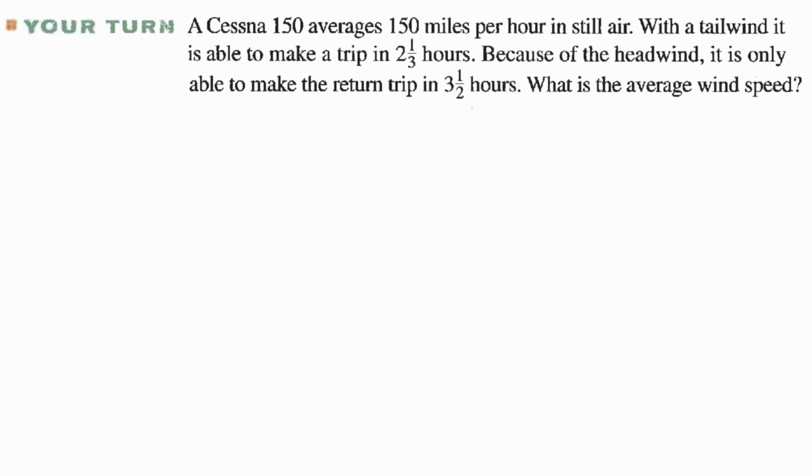Your turn. All right, let's set this up correctly. A Cessna 150, so the 150 is the number we're not actually going to use. Averages 150 miles per hour in still air. With a tailwind, it is able to make a trip in 2 1/3 hours. Because of the headwind, it is only able to make the return in 3.5 hours.